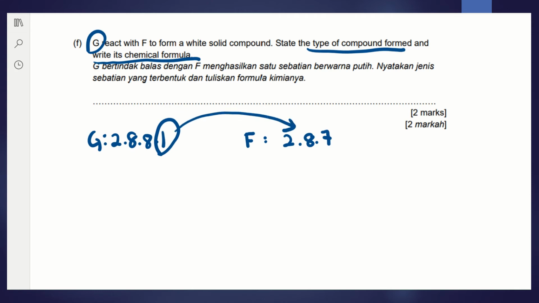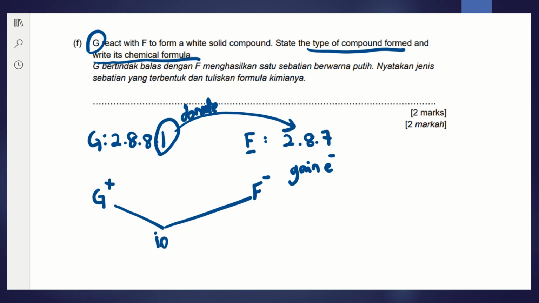So atom G will form a G+ ion, because atom G donates one electron, while F will gain one electron to form an F- ion. So the G+ ion and F- ion will form an ionic compound. The ionic compound formed is GF. So the type of compound is ionic compound.